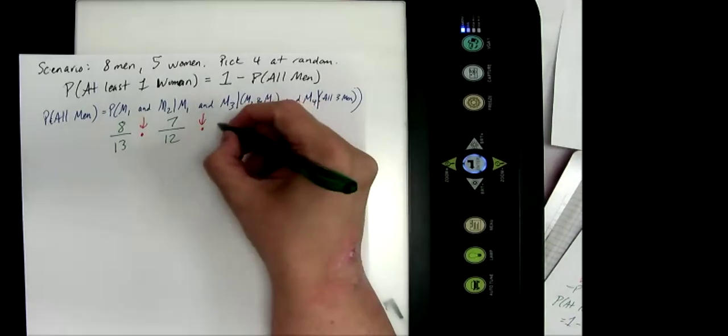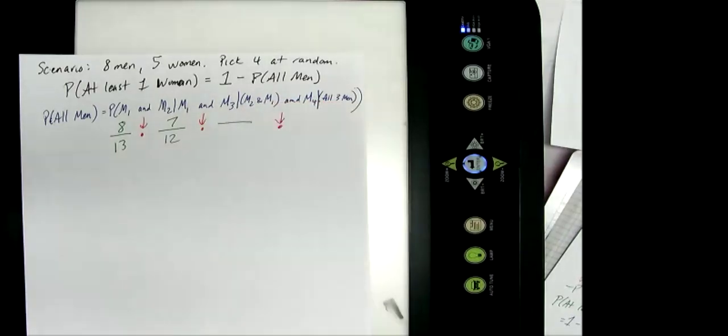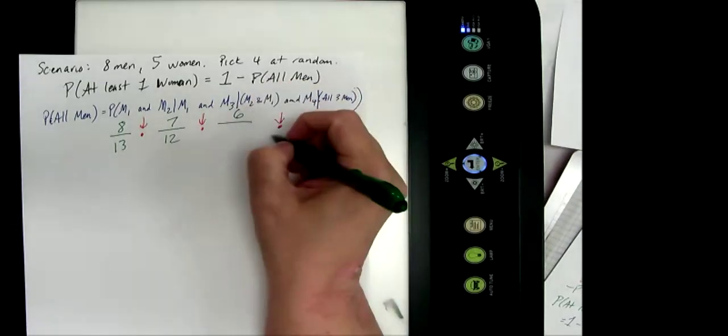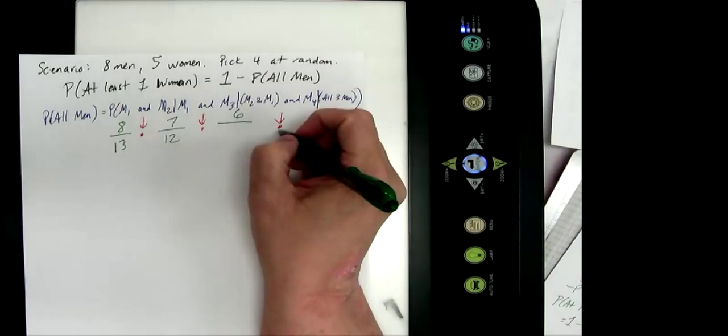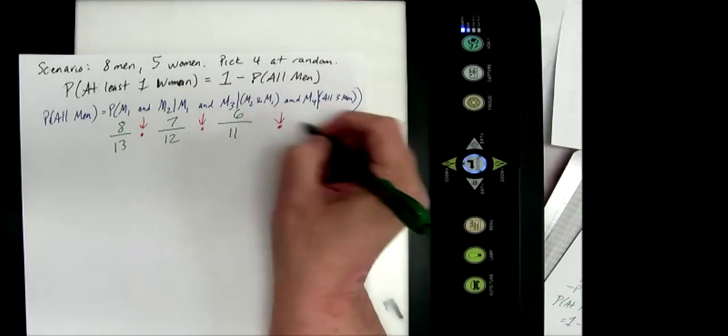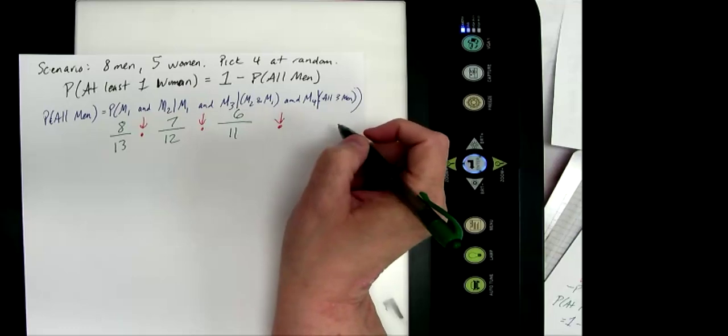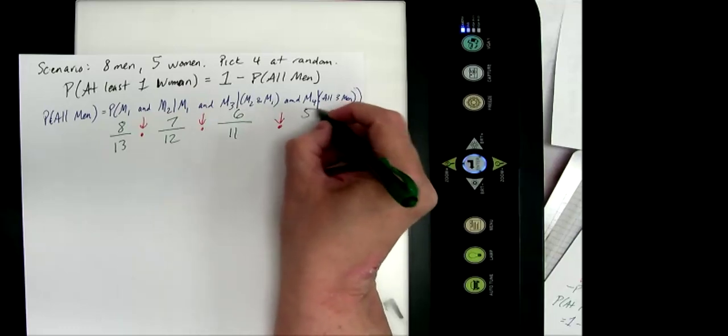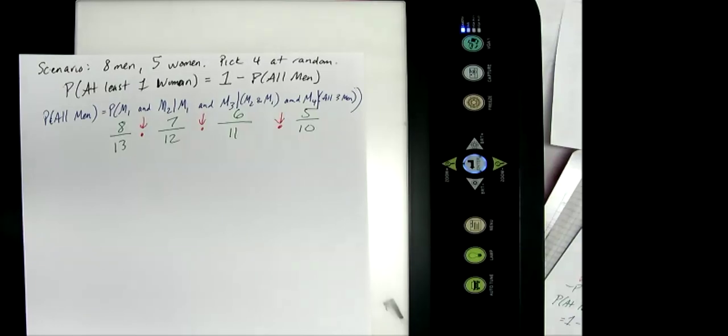And we want the third person to be a man, assuming the first 2 were men. How many men are left? 6. Out of how many people were left to pick from? What's the pattern going on here? It's going down by 1 each time. I have no idea what this equals.